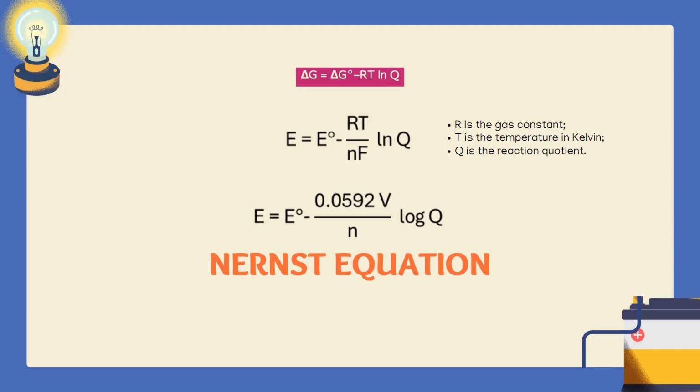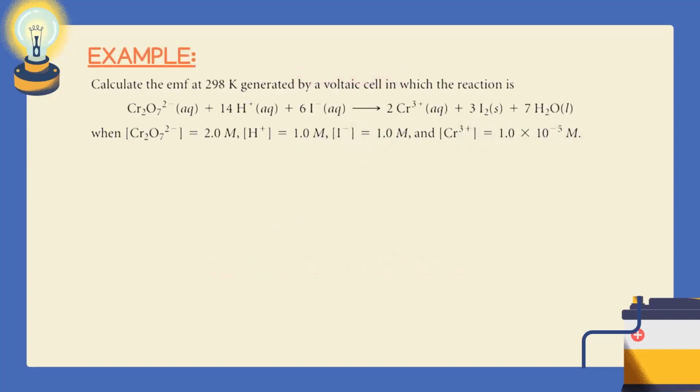Now let's consider this example where we have a cell reaction and want to calculate its EMF under non-standard conditions. In problems like this, we use the Nernst equation to adjust for changes in the concentration or temperature and find the accurate EMF of the cell.